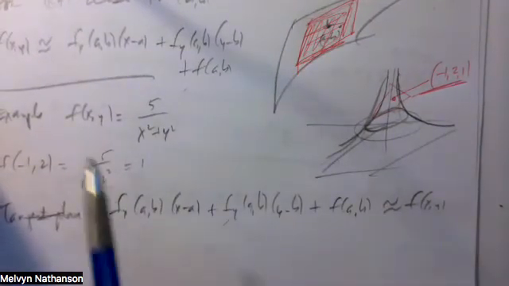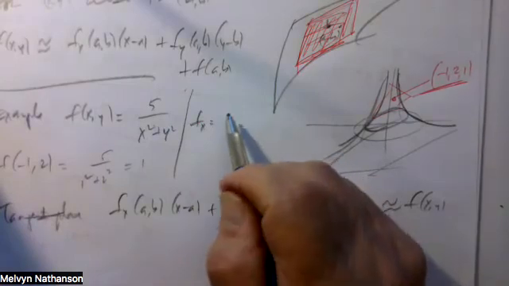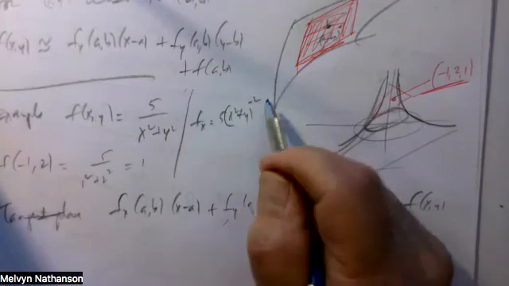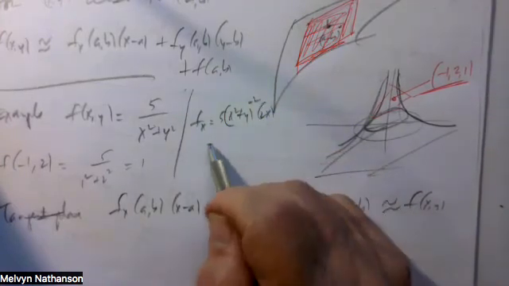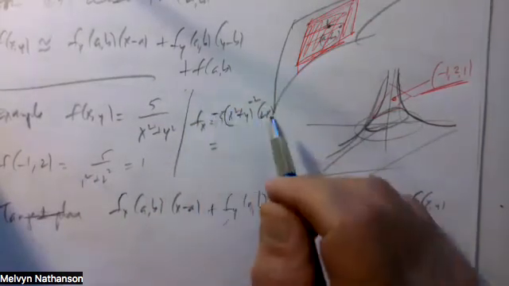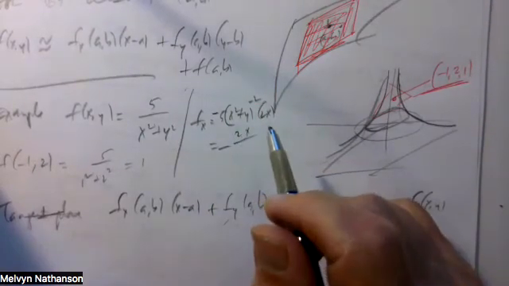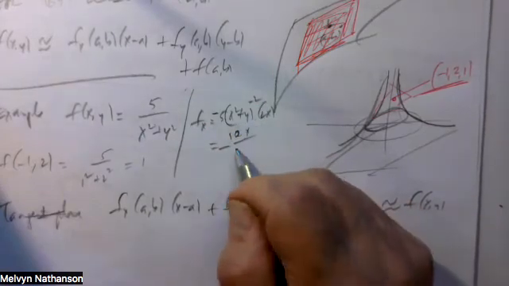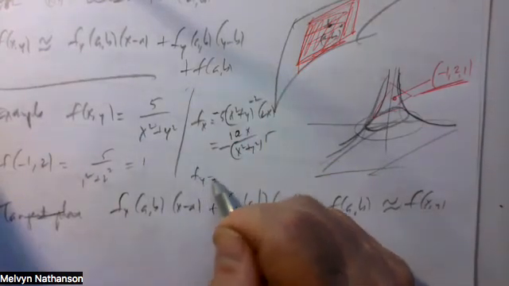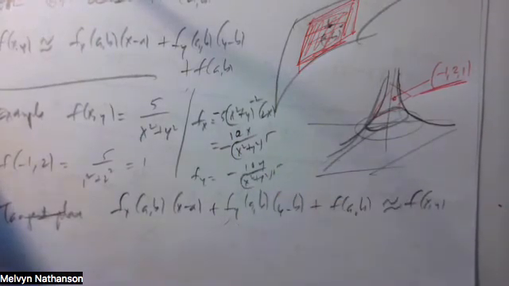So I need to calculate this. For this function, the partial of f with respect to x is 5 times x squared plus y squared to the minus 1, so you get minus 1 times 2x. That is minus 10x over x squared plus y squared squared. And f sub y will be minus 10y over x squared plus y squared squared.